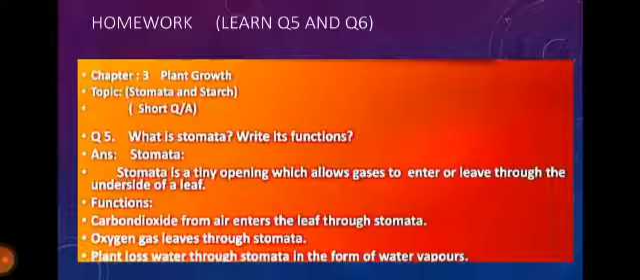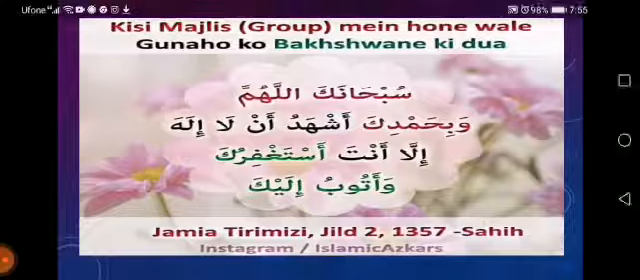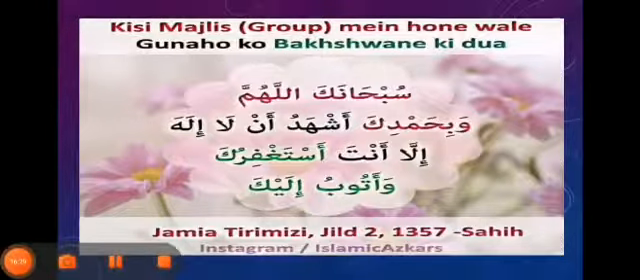Okay, now here are our two questions, question number 5 and 6, that we did last week. Now these two questions are about stomata and starch. Now I hope that you have done them in your notebook. Today's task is to learn these two questions. So now you have to learn these two questions and practice them in your rough notebook.